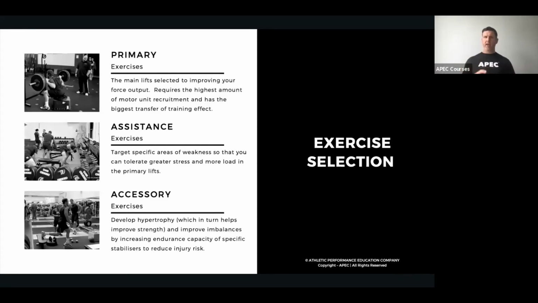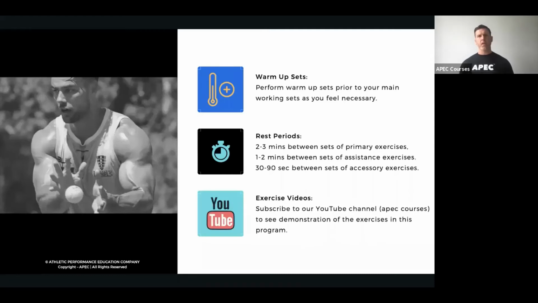So those are the principles we follow when we're doing exercise selection for the programming. We would never put a bicep curl as a primary exercise, because that will not improve our force output. We're always picking big compound exercises for the primary lifts. So when it comes to the warm-up sets, we perform warm-up sets prior to our main working set, and we do this as many times as we feel necessary until the athlete or client is ready to perform that movement.